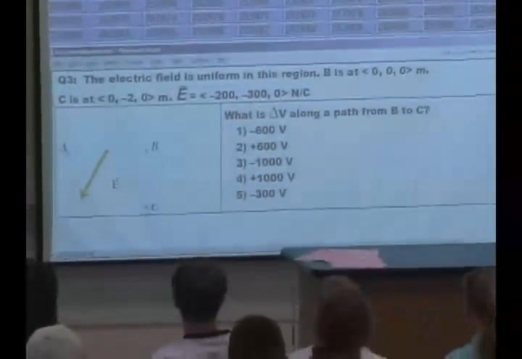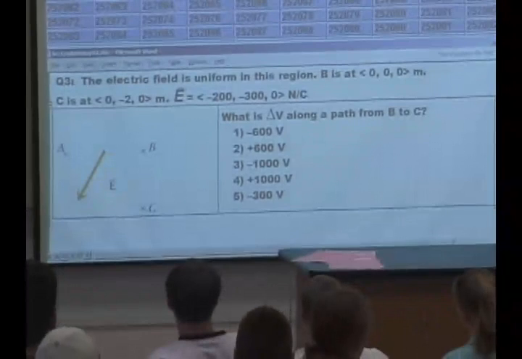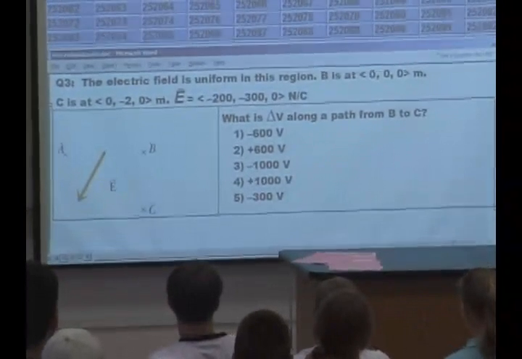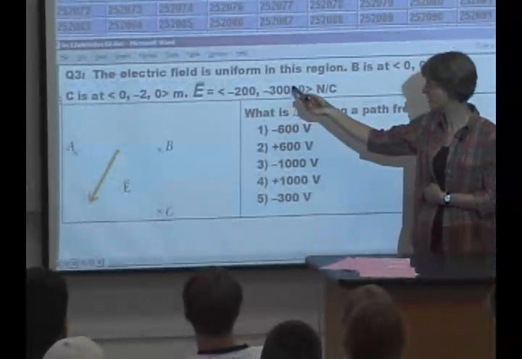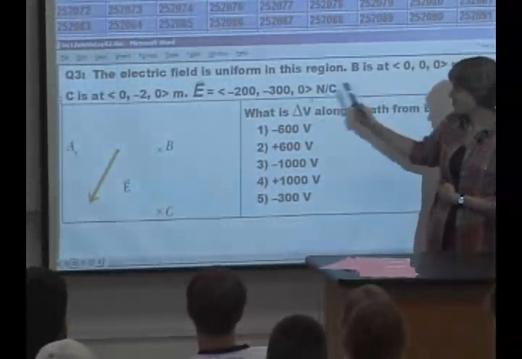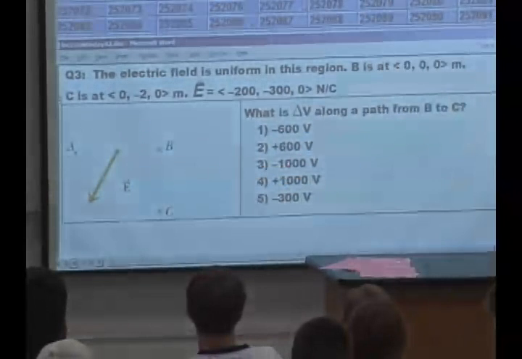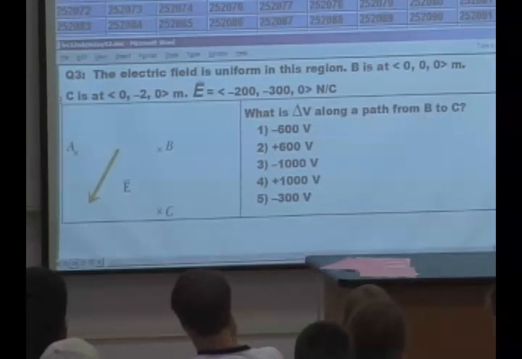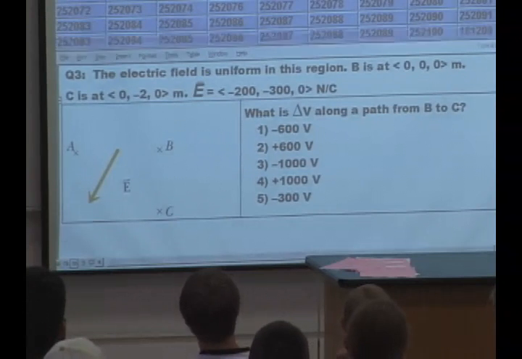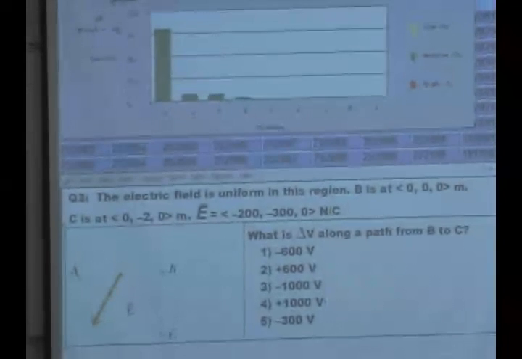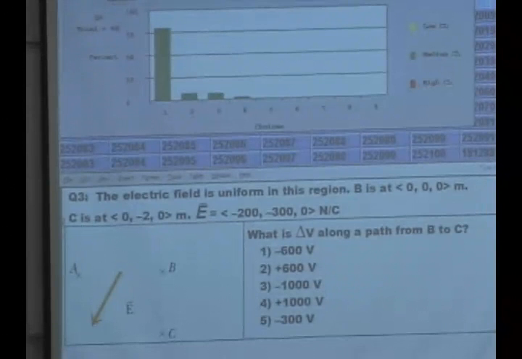Now, this time, we've got an electric field that's not in the plus or minus y direction. It's negative 200, negative 300, 0 volts per meter. B is still at the origin, C is at negative 2, and we want to go along a path from B to C. Okay? Well, we mostly like negative 600 volts.